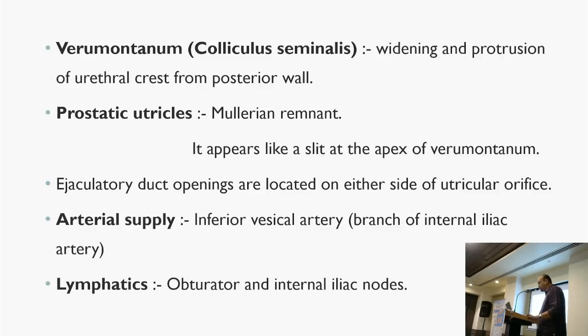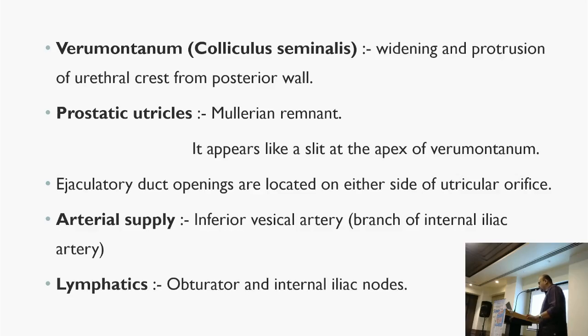Verumontanum, colliculus seminalis, is the important landmark during TURP. It is widening and protrusion of the urethral crest from the posterior wall. Prostatic utricle is the Mullerian remnant, and it appears like a slit at the apex of the verumontanum. The ejaculatory duct openings are located on either side of the utricle orifice.